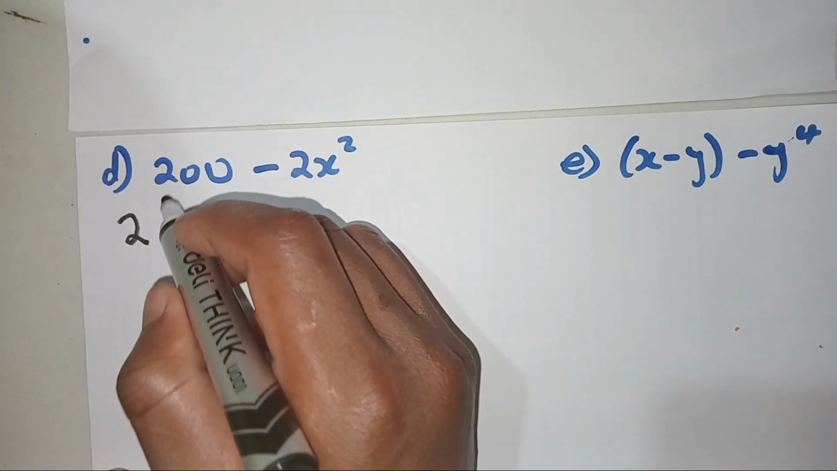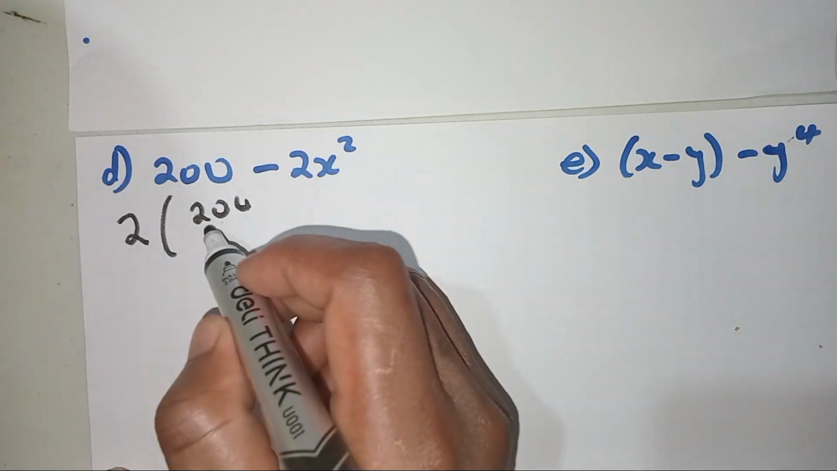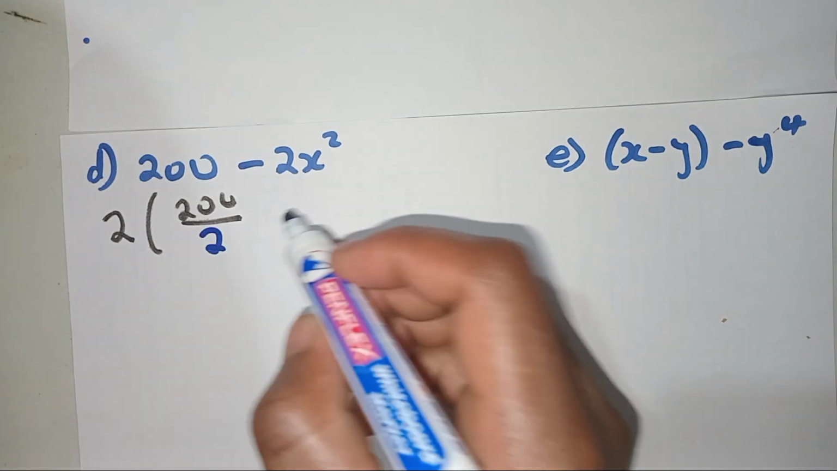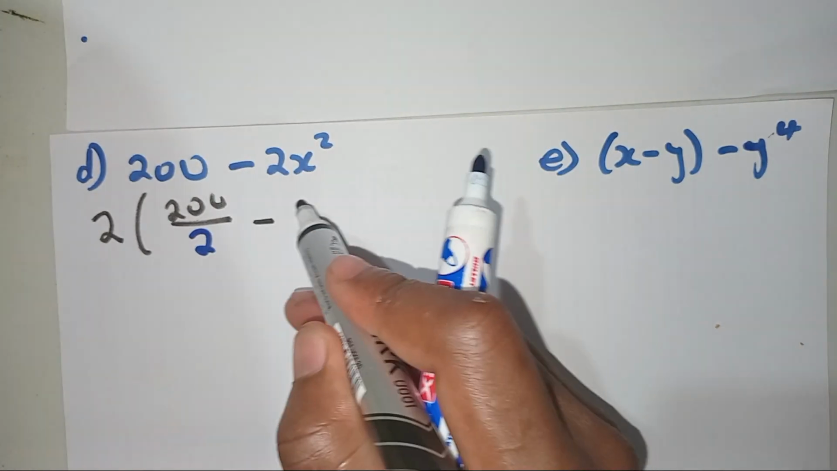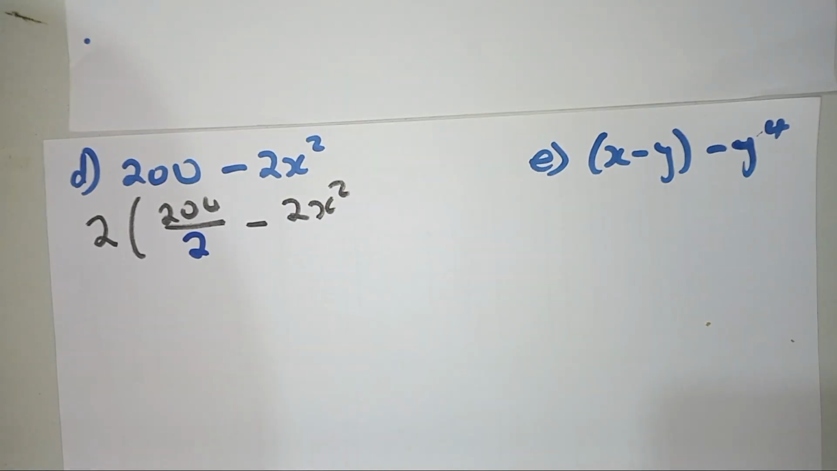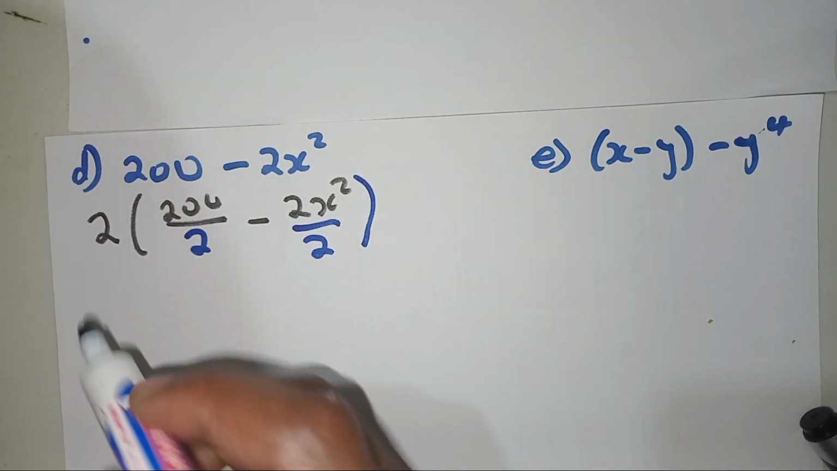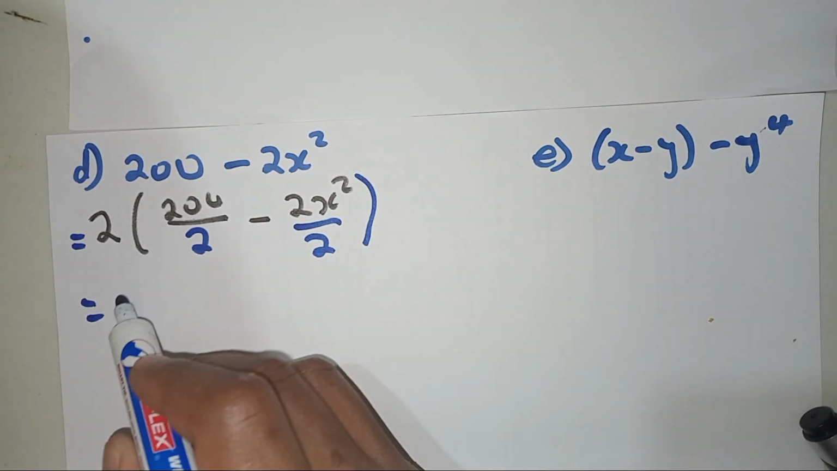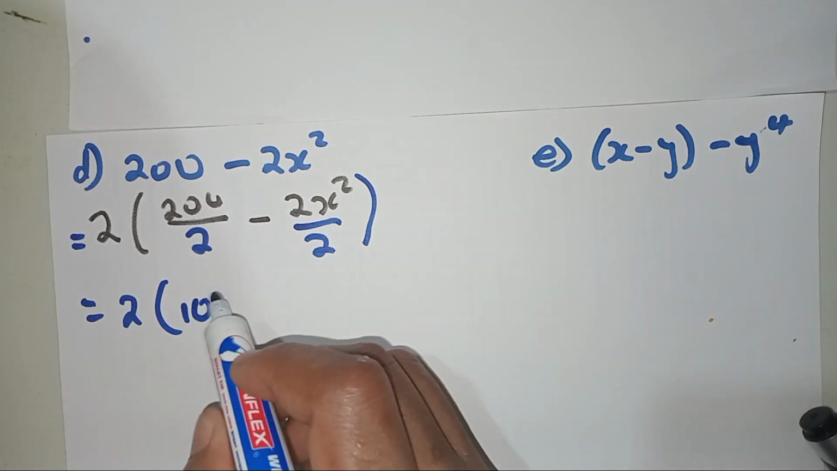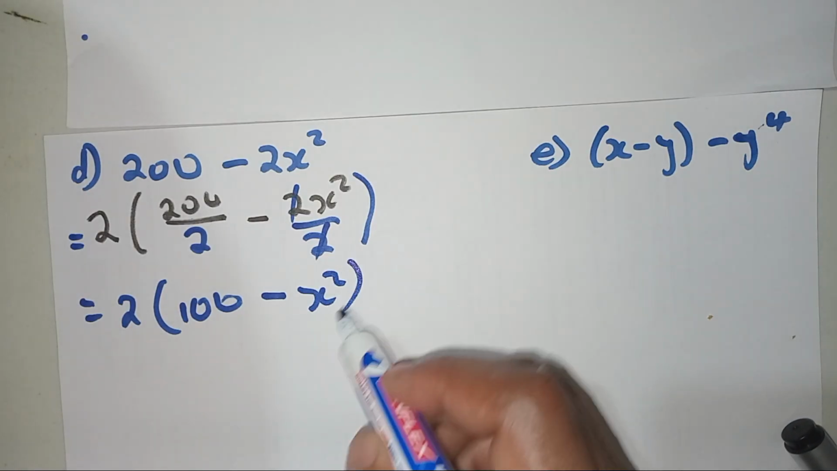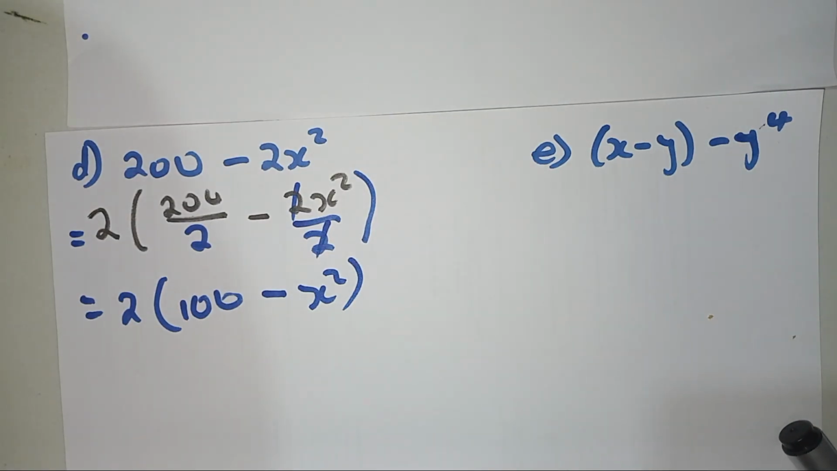We take out 2 and then we say 200 divided by that common factor, and then we have minus 2x squared divided by that common factor. Now, what are we going to have? We are going to have 2 into 100 minus x squared. Now, we have what we refer to as perfect squares in the brackets. Now we work with the brackets.